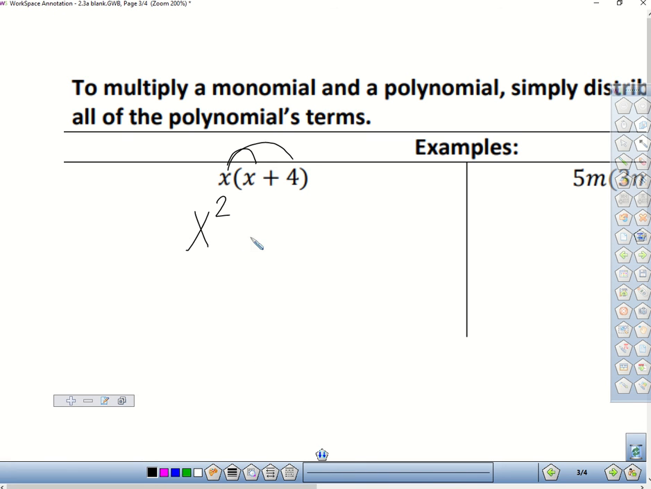And then what's 4 times x? 4x. And that's all it is. That's all you've got to do.